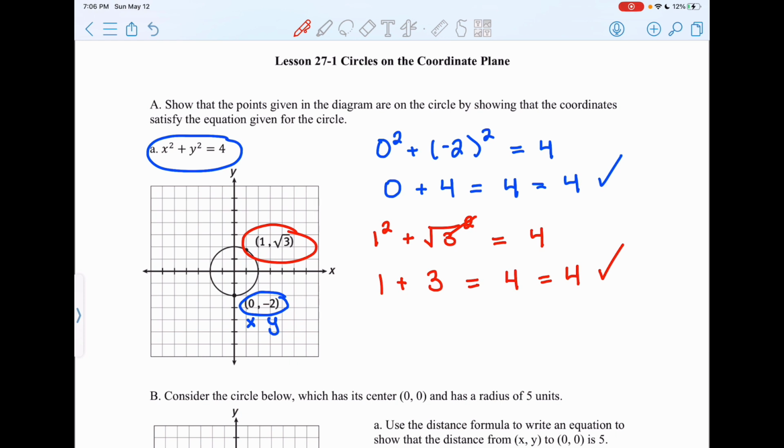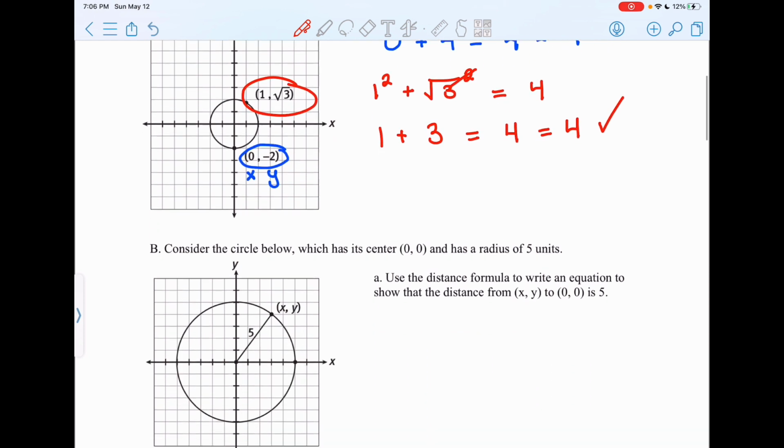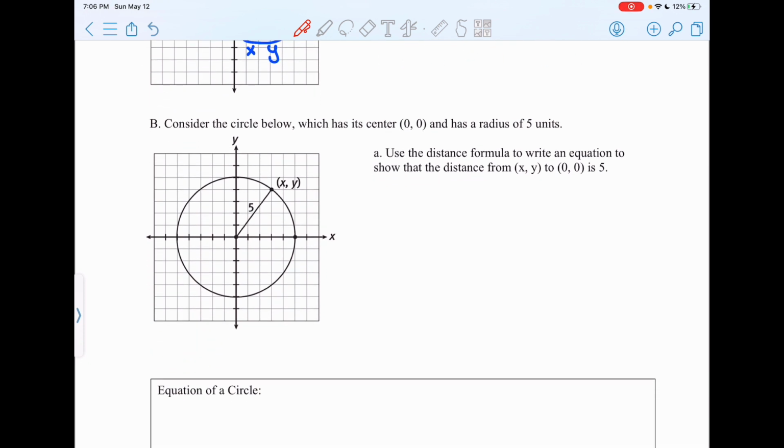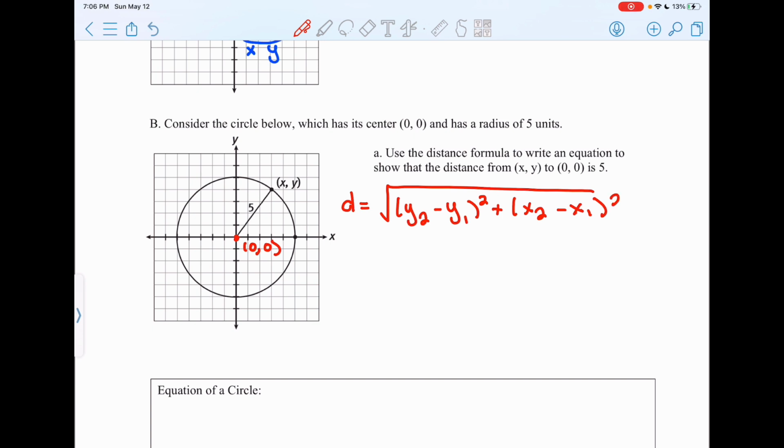Now let's start to see where this equation comes from. In part B, it says, consider the circle below, which has its center at the point 0, 0, and has a radius of 5 units. It says, use the distance formula to write an equation to show that the distance from x, y to 0, 0 is 5. So remember, our distance formula is distance is equal to the square root of y2 minus y1 squared plus x2 minus x1 squared.